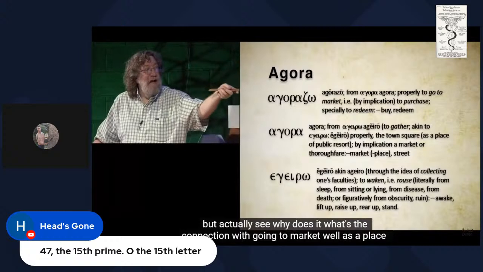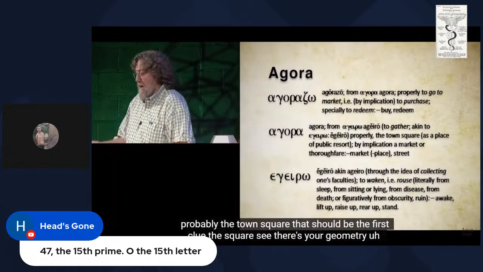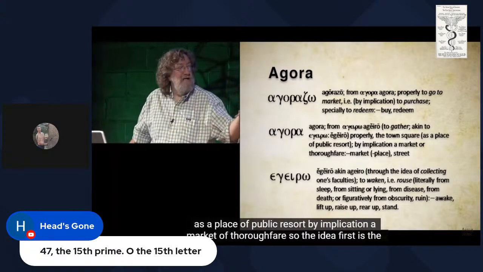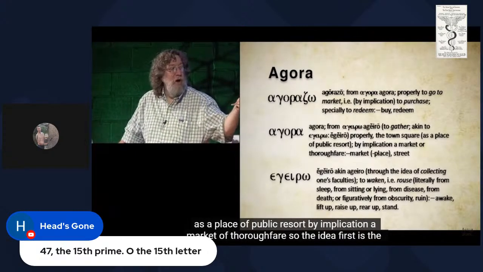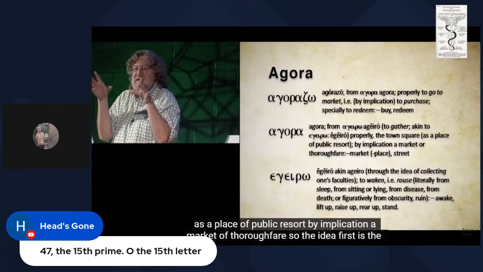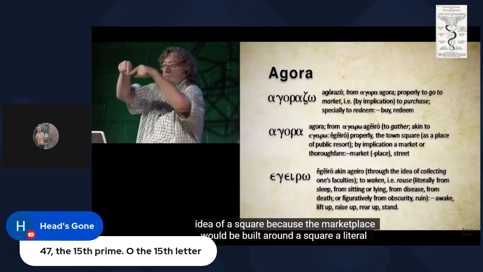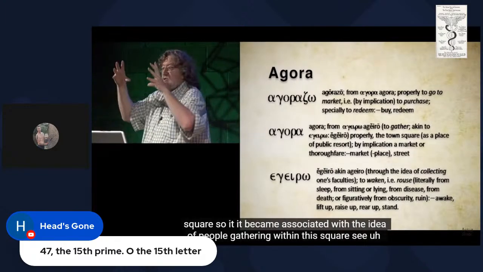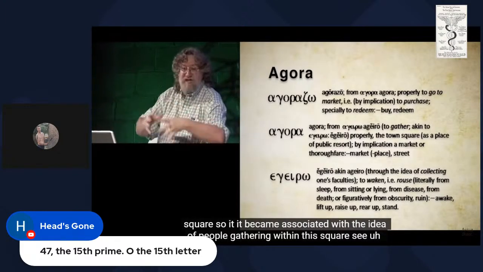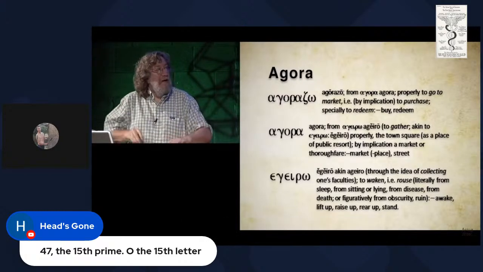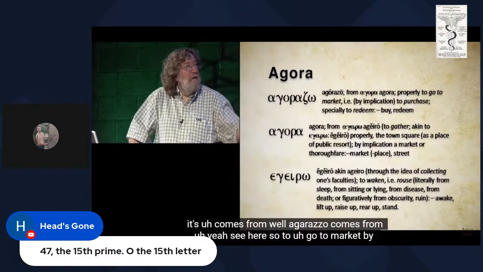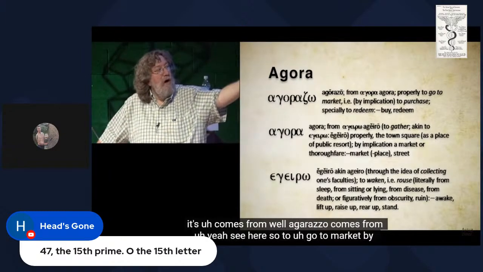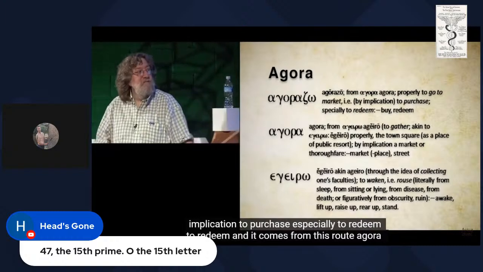Well, as a place, properly the town square, that should be the first clue, the square. See, there's your geometry. As a place of public resort, by implication, a market or thoroughfare. So the idea first is the idea of a square, because the marketplace would be built around a square, a literal square. So it became associated with the idea of people gathering within this square. See, agorazo comes from, see here. So to go to market, by implication, to purchase, especially to redeem.